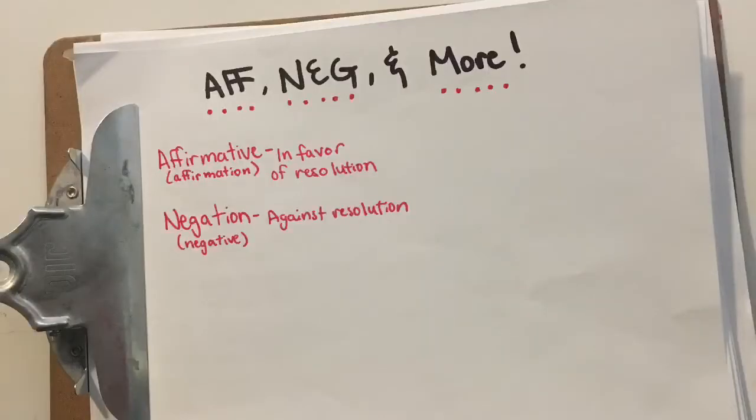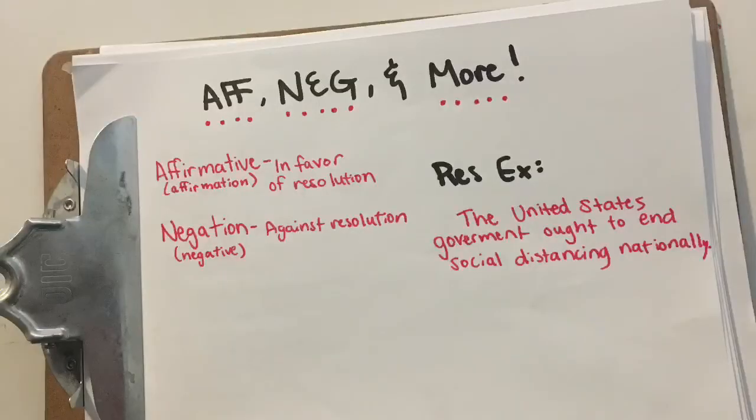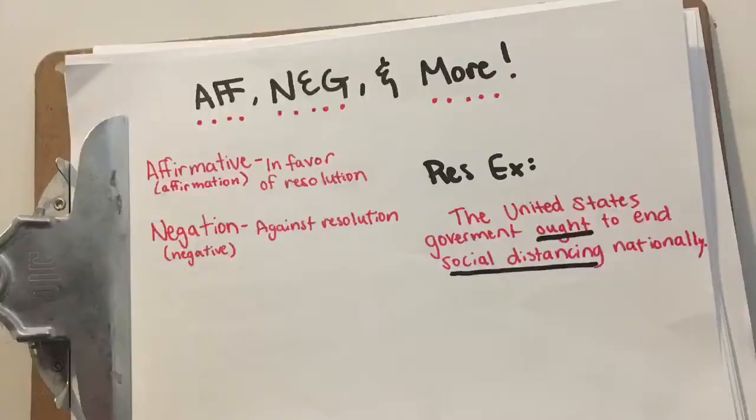To show how this would look, here is a resolution example: the United States government ought to end social distancing nationally. Of course, this one isn't real, I just made it up, but it uses a lot of the same terms as a real resolution would. You see ought, that's a big one. I underlined the next two, and those are typically the words you define, the words that could be interpreted differently. If someone says social distancing, does that mean staying 6 feet apart, or home lockdown orders? You'd have to find a good definition to uphold your case, because there could be some confusing arguments.